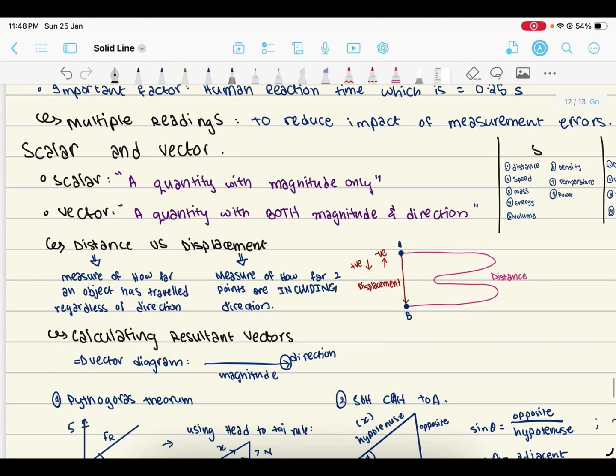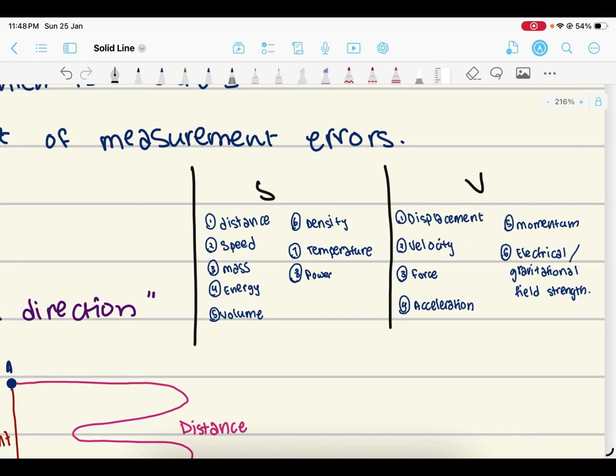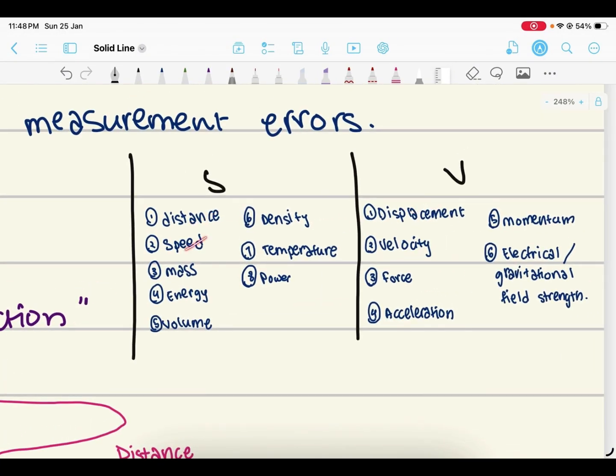Scalar and vector. Scalar is a quantity with magnitude only. Vector is a quantity with both magnitude and direction. Here are examples of scalar and vector: distance, speed, mass, and so on. You can take a look at these. The ones we will be talking more about are distance and displacement, and speed versus velocity.